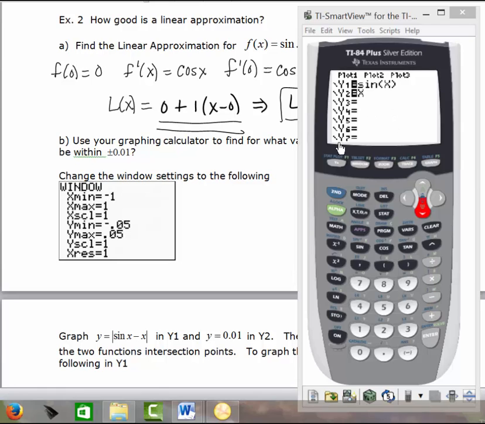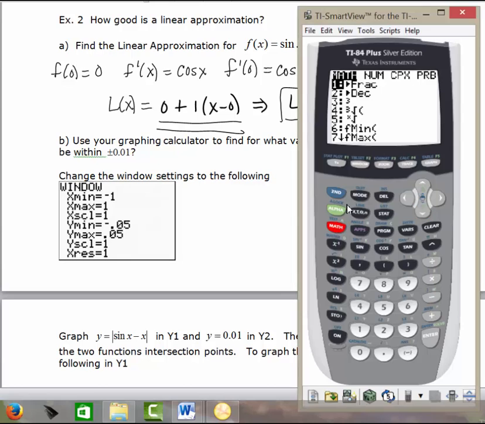I now want to find the absolute value of the difference between sine x and x. You can do this two ways. You can use the y1 and y2 like we did last time, or we can go in and do math, number, absolute value, and you can literally just type sine x minus x. It depends on how complicated the function is, whether you want to use the vars keys instead. We could just as easily put y1 minus y2 in there.